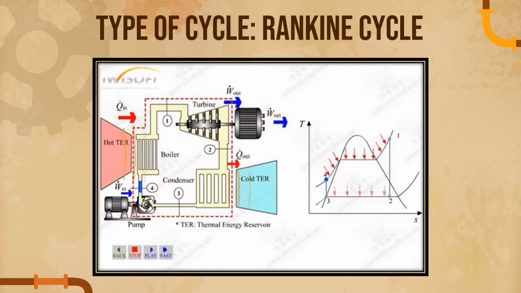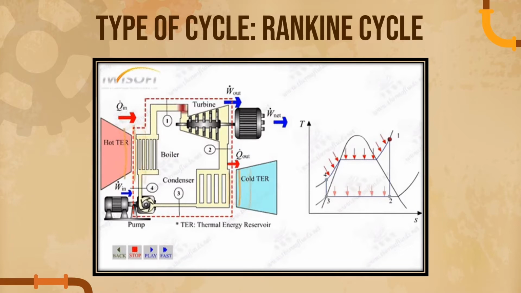The first stage of this cycle is isentropic compression, where the water enters the pump in the form of saturated liquid and is compressed isentropically to the pressure of the boiler. The second process is known as constant pressure heat addition, where the saturated water enters the boiler and leaves the boiler as superheated vapor. The third process is called isentropic expansion. Here, the superheated vapor expands isentropically in the turbine and will produce work.